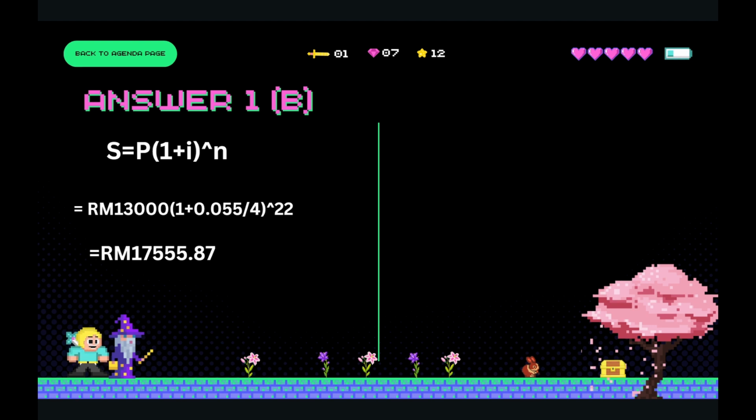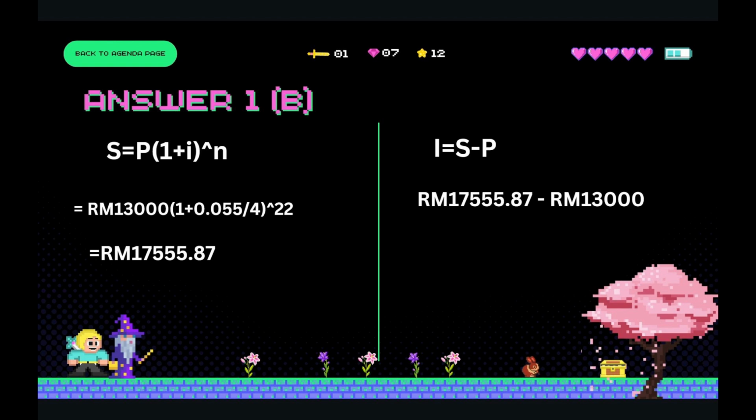So the question wants the final interest. The interest formula is I is equal to S minus P, which is the final value minus the face value, which we will get the final answer of the interest is RM4,555 ringgit and 87 cents. So I will continue with the next question.